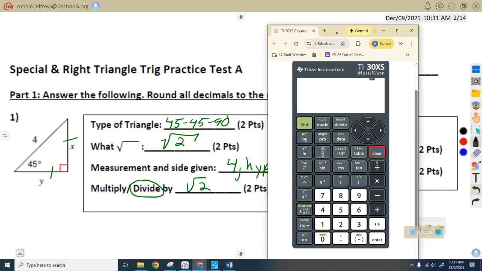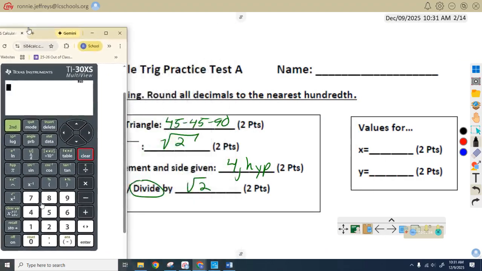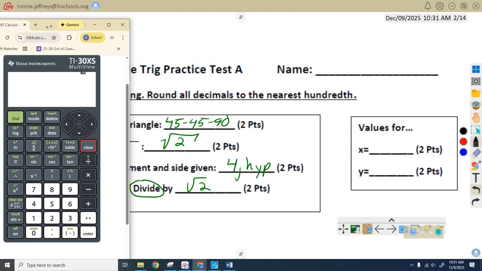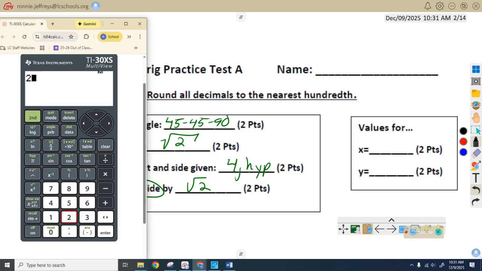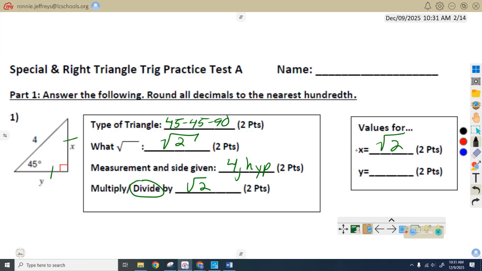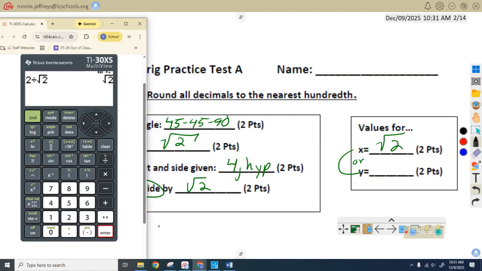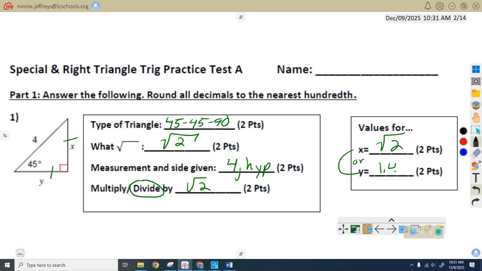Okay, so we're actually going to divide. 4 divided by root 2. All right, I get 2 root 2. Now, because these are the same, I'm going to do the decimal part right here. For some people's calculators, it's 2.83. Okay. Now, I will change the directions. It says leave in simplest radical and stuff like that. Okay.